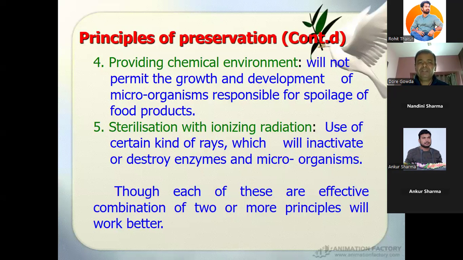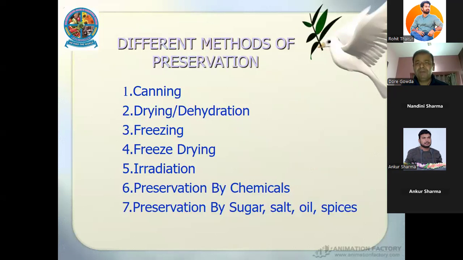Based on the principles I have just mentioned, some of the commercial methods of preservation are, one, canning. Second, drying or dehydration. Third, freezing. Fourth, freeze drying. The next method of commercial preservation is irradiation. The next is preservation by chemicals, as I said, mainly potassium metabisulfite, sodium benzoate, like that. Then certain fermented products, and preservation by sugar, salt, oil, and spices.